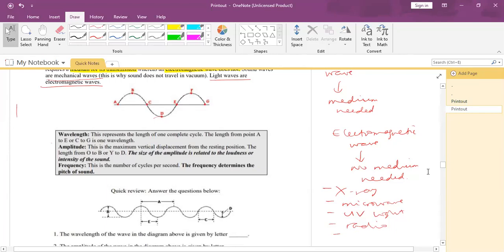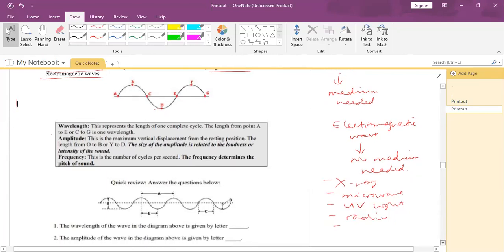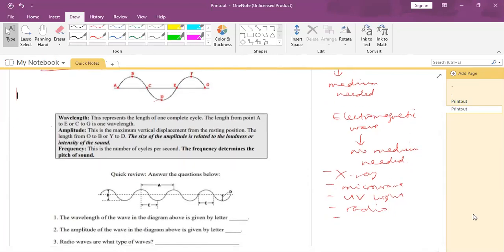So what are the properties of the wave? The first property is what's called a wavelength. You should be able to identify wavelength in diagrams. Sometimes they give you a diagram like this and you should be able to identify the wavelengths. So what is a wavelength? This represents the length of one complete cycle. The length from point A to E or C to G is one wavelength.